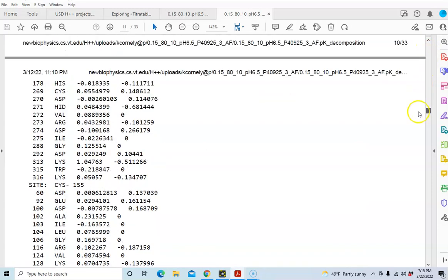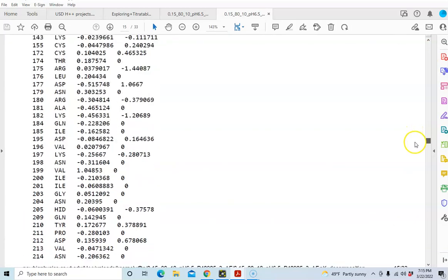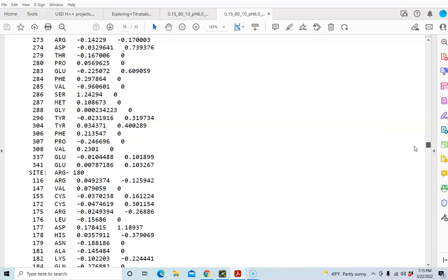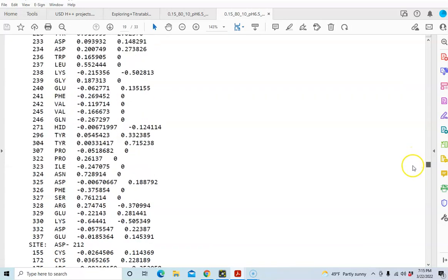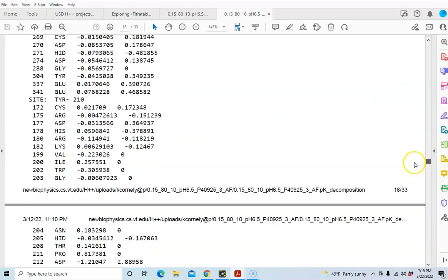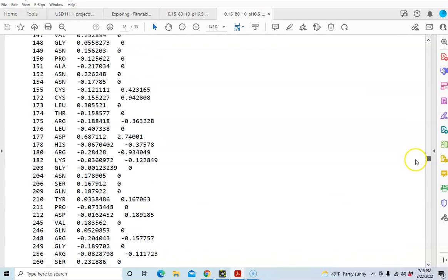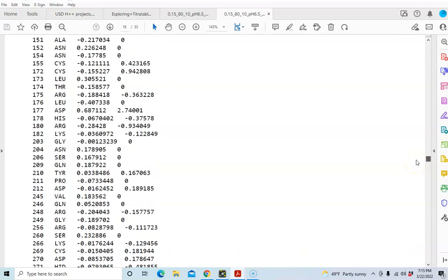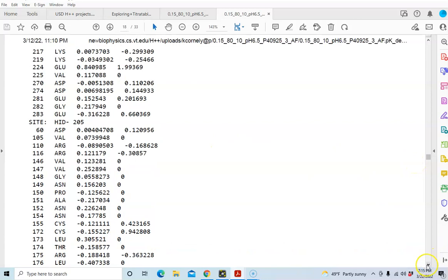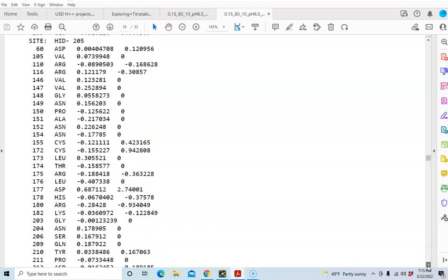If I go to the HIS 205 that I was looking at before, remember we said that the pKa value of the histidine was 7.02. Oh, I think I overshot this. Okay, there it is. There's our histidine 205, and what I see here is that there are so many contributors to this pKa that I can't even list them on this one page.